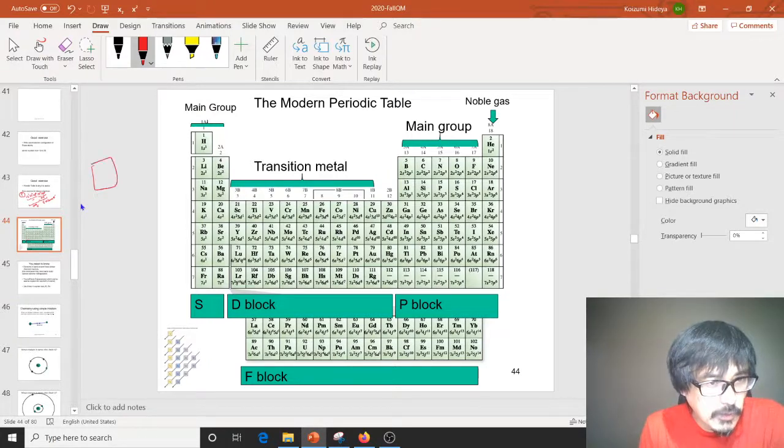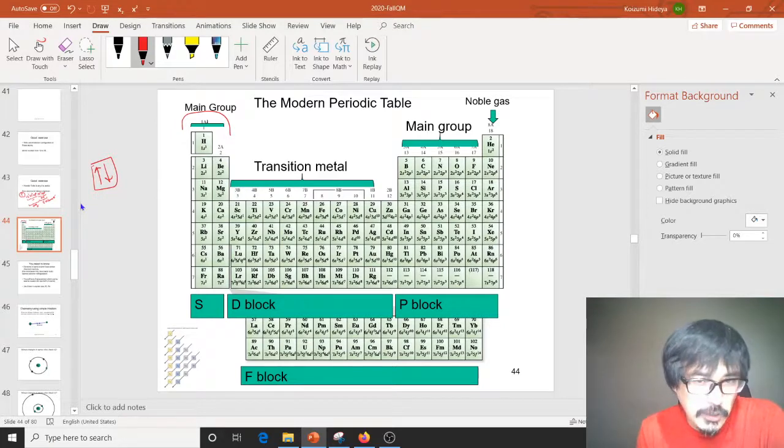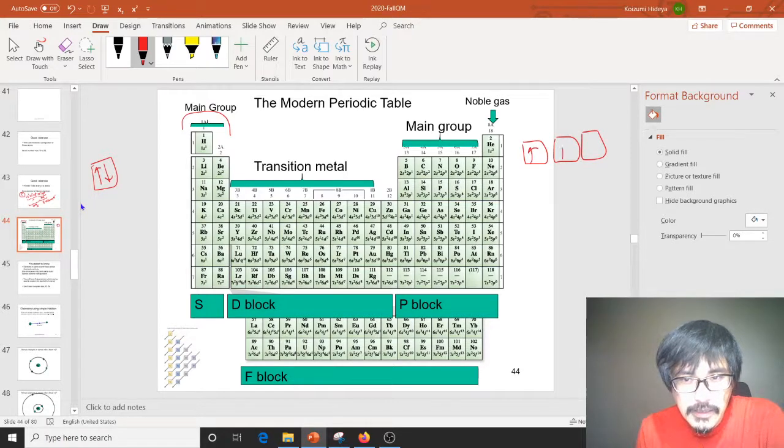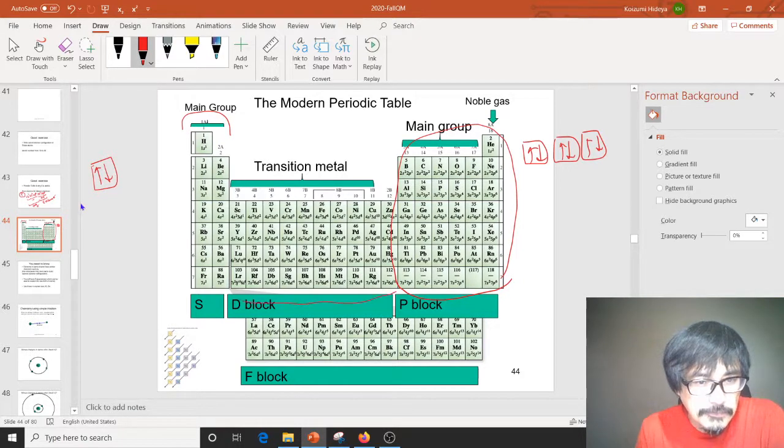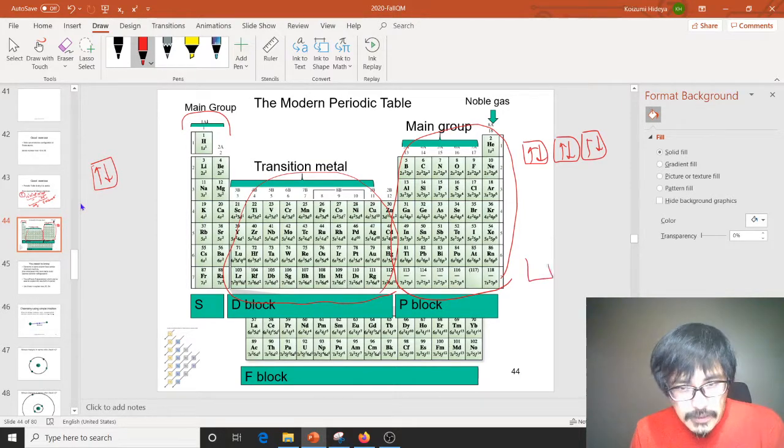The s orbital has one box, and it can accommodate 2 electrons. And that 2 corresponds to right here. That's why it's called the s block. And the p orbital has 3 boxes, and it can accommodate 6 electrons. So that's why these are called the p block here. Now right around here you have 10 columns, and the reason why it's 10 columns is because the d block can accommodate 10 electrons.